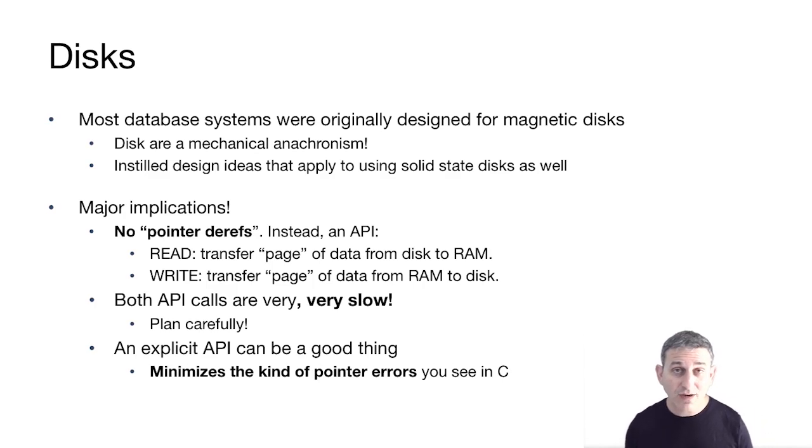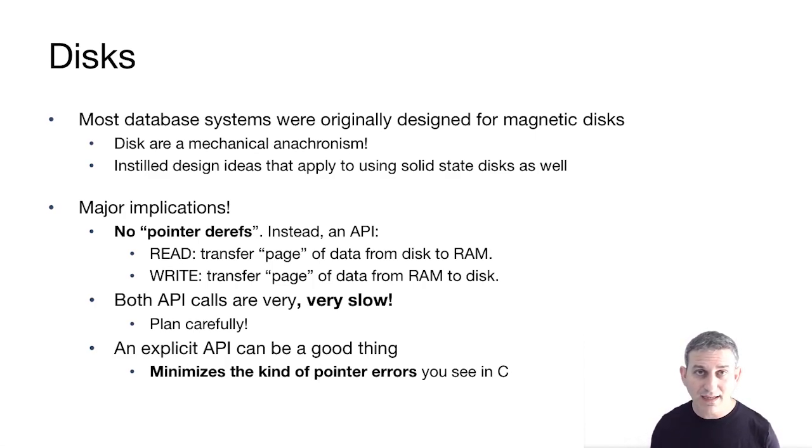Now these API calls to read and write pages are very, very slow relative to CPU speeds. And so we're going to want to plan our reads and writes very carefully. And a lot of what we're going to do in database systems is to make sure that we're reading and writing to the disk exactly when and how we want. Now, this might seem like a drag, this idea that we have to do reads and writes and we can't simply program with objects and pointers and references and all the things we're used to in our programming languages.